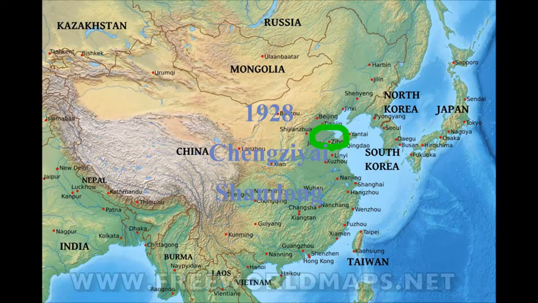In 1928, very soon after Andersson's discoveries in Yangshao, some other examples of ceramics were found in Chengziyai, in the northwest part of Shandong, and they were called Longshan ceramics.